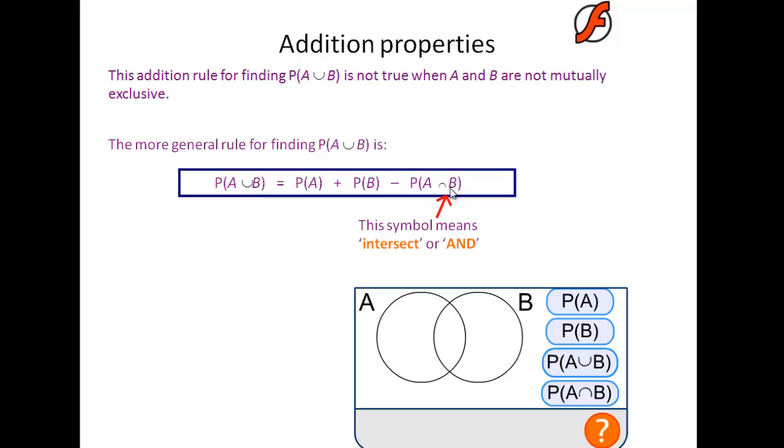Notice we have another symbol now. It's like the union symbol but upside down. And this is the intersect or "and" symbol. It means the probability of A and B occurring. So when the events are not mutually exclusive, the probability of A or B equals the probability of A plus the probability of B minus the probability of A and B. In other words, A circle plus B circle minus the bit in the middle.